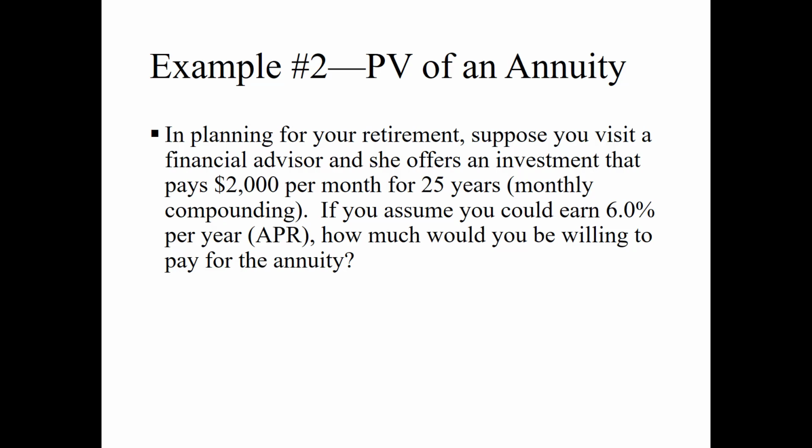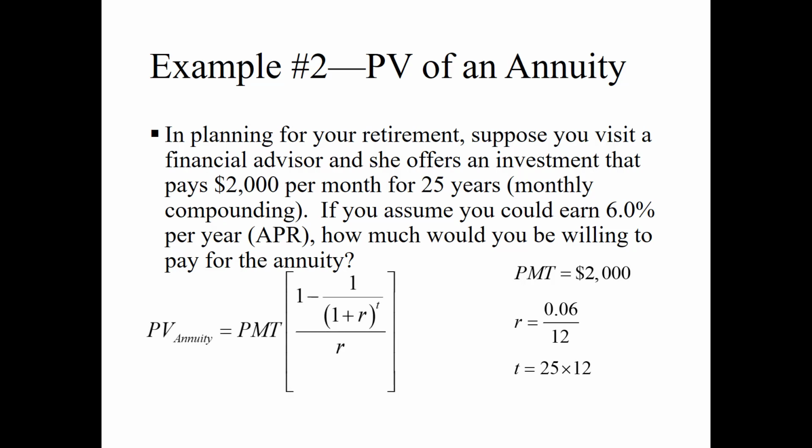So in this case, the financial advisor is going to offer an investment, and they usually call it an annuity. Again, it's going to be an insurance product, where they're going to pay $2,000 per month for 25 years, and we're going to assume monthly compounding. If we can earn 6% per year as an annual percentage rate, we want to know how much we would be willing to pay for that annuity. And so our payment is going to be $2,000. Our periodic rate is going to be 0.06 divided by 12. Our T is going to be the number of time periods. In this case, it's going to be 25 years with monthly payments. And there we see our formula. And here is our setup.